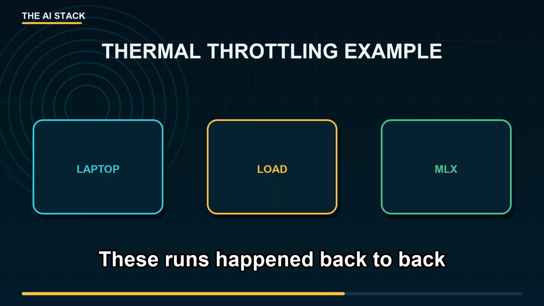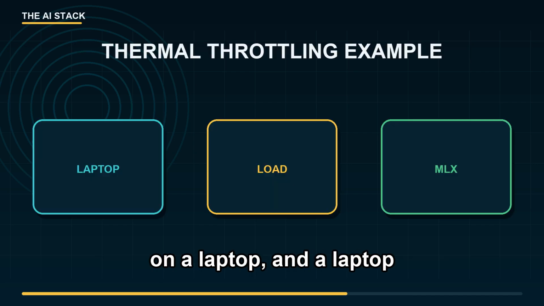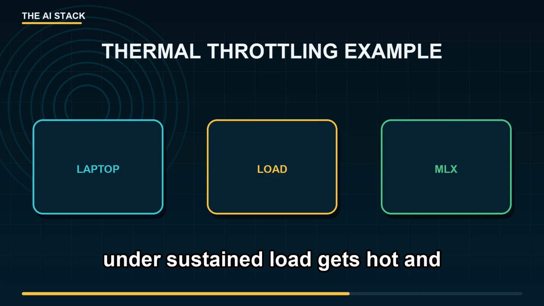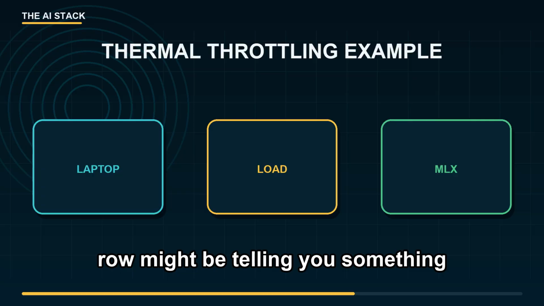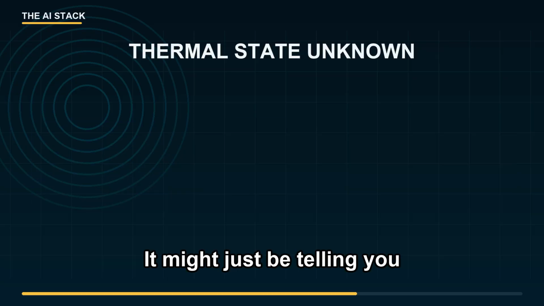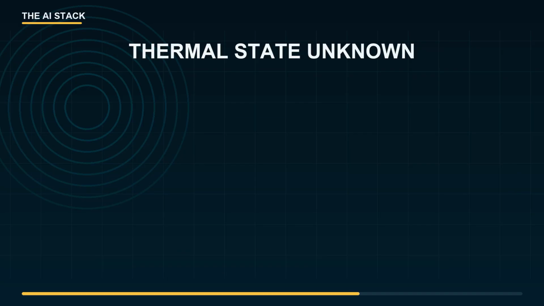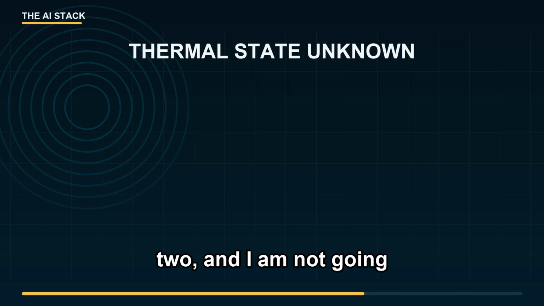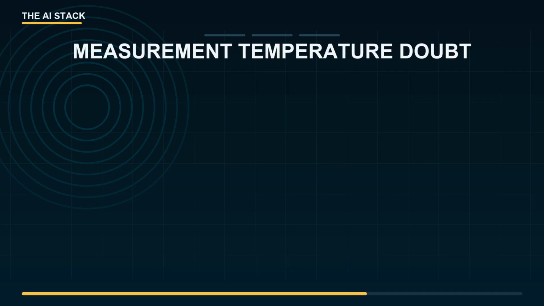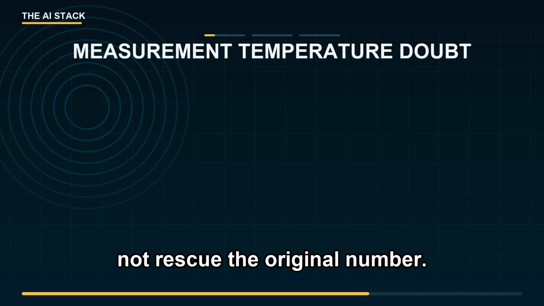These runs happen back-to-back on a laptop, and a laptop under sustained load gets hot and slows itself down to cope. That 441 token row might be telling you something about MLX. It might just be telling you that the machine was warm. I did not control for thermal state, so I cannot separate those two, and I am not going to pretend otherwise. But notice that the confound does not rescue the original number.